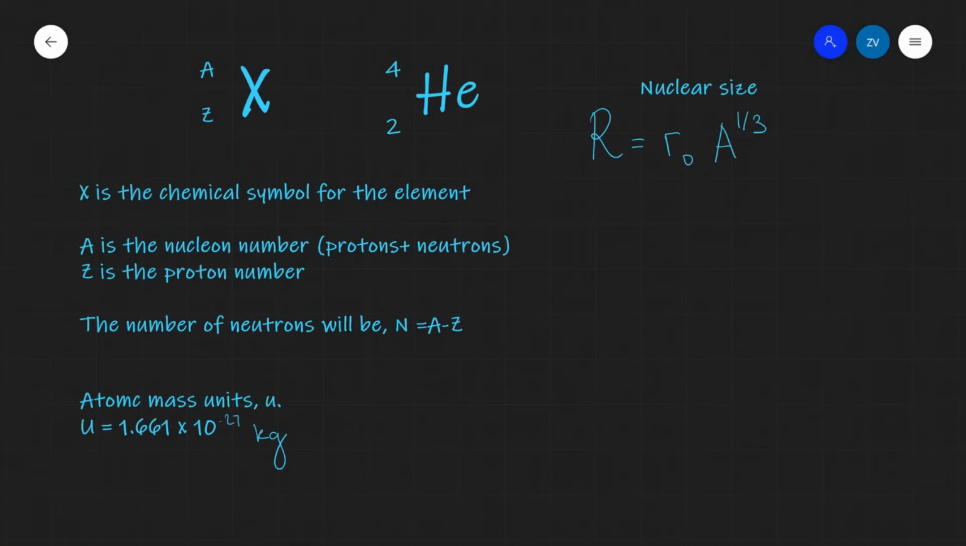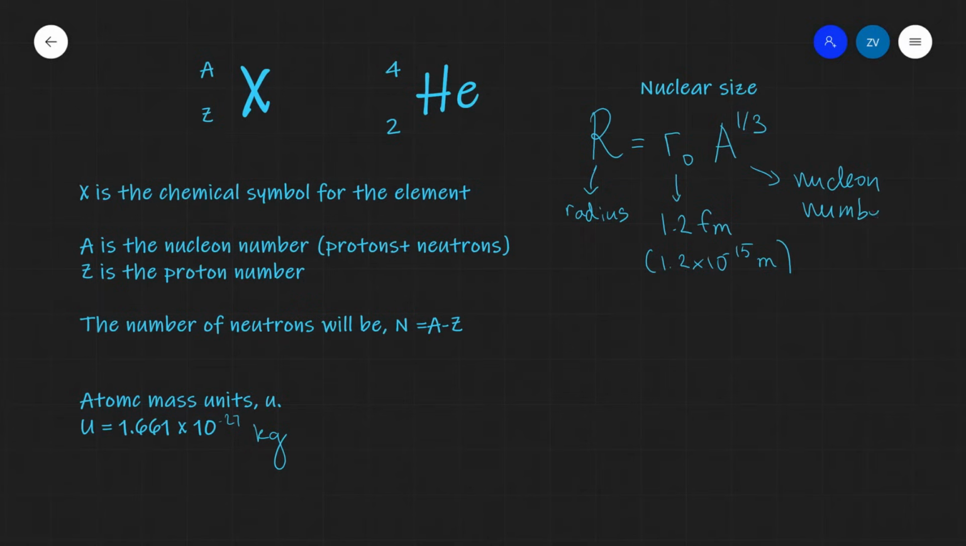The nuclear size is given by the following equation. R is equal to R naught A to the power of a third. This makes sense. So R here in this equation is the radius of the nucleus. R naught is a constant. It's approximately 1.2 femtometers. Remember, femto is 10 to the power minus 15. So this really is about 1.2 times 10 to the power minus 15 meters. And A, of course, is your nucleon number.